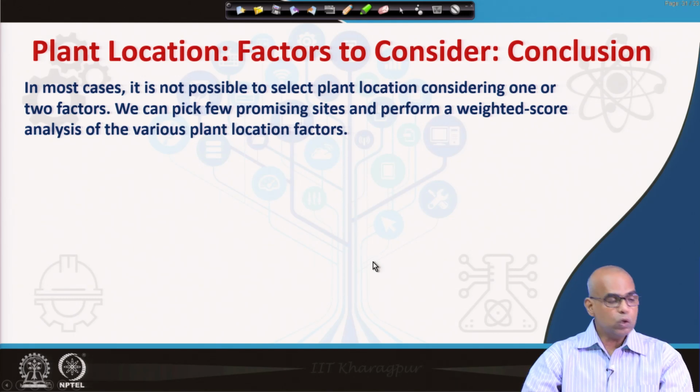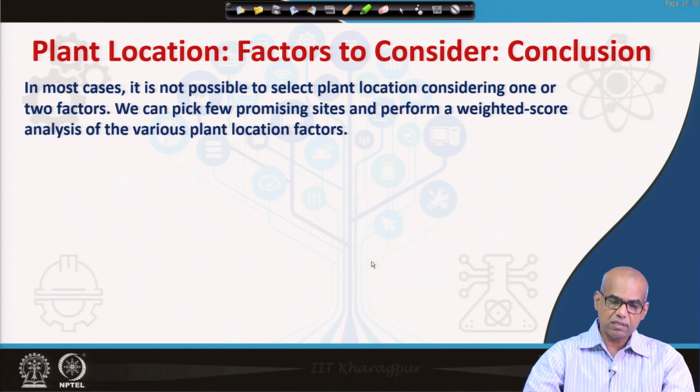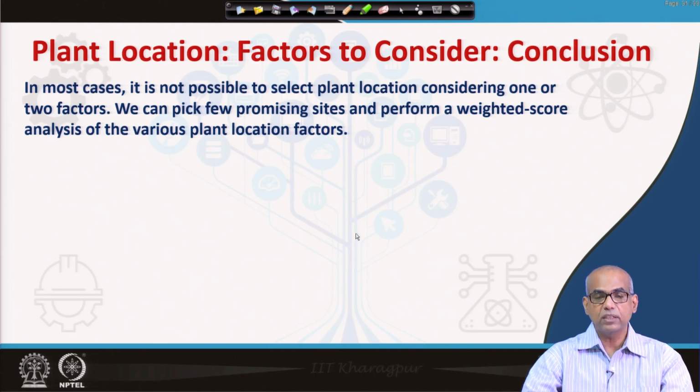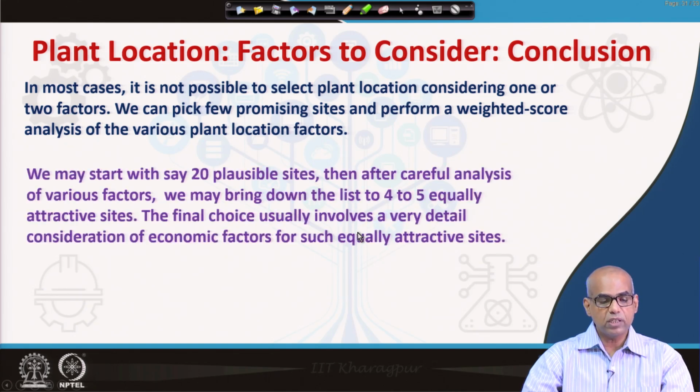So, we conclude these factors as follows. In most cases, it is not possible to select plant location considering one or two factors. We can pick few promising sites and perform a weighted score analysis of the various plant location factors. We may start with say 20 possible sites, then after careful analysis of various factors, we may bring down the site to 4 to 5 equally attractive sites. The final choice usually involves a very detailed consideration of economic factors for such equally attractive sites.